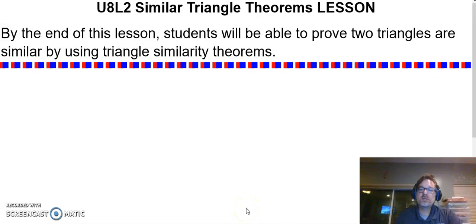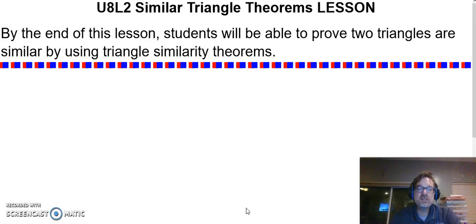Hey there, Patriots. I am actually going to walk you through the lesson on identifying if two triangles are similar by using the similar triangle theorems.